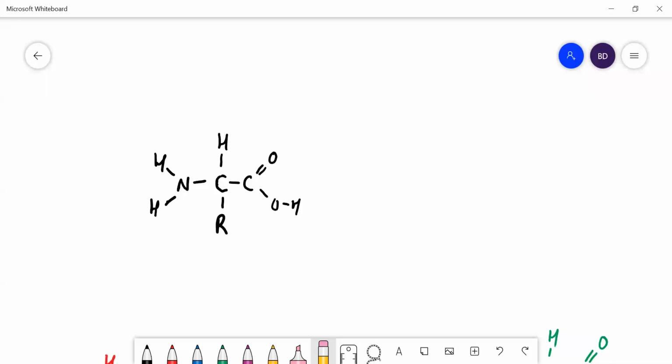Okay, we're going to talk about proteins. And proteins are polymers of amino acids, and that is one amino acid I've just drawn there. Okay, so just like starch is a polymer of glucose, proteins are polymers of these building blocks, these monomers, amino acids.